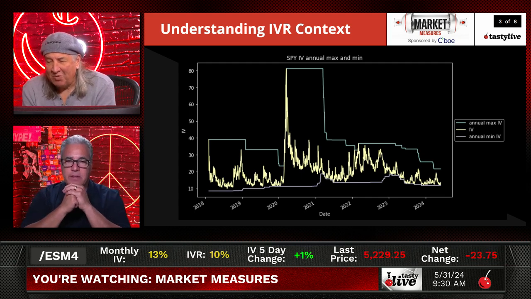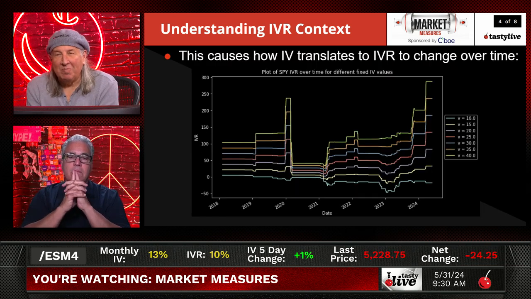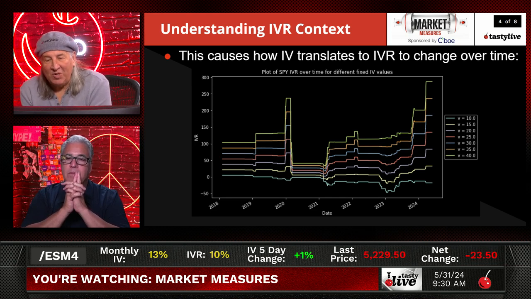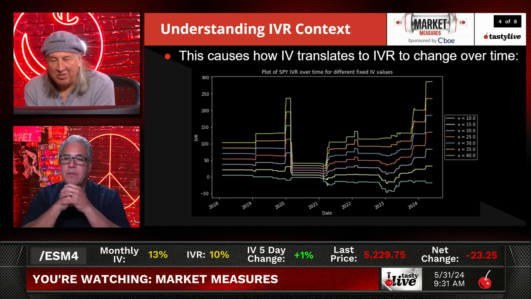So we have the annual max IV, the IV itself, and then the annual minimum IV. You can kind of see the faint lines behind the yellow lines. This causes how implied volatility translates to IVR to change over time. So what we did on this slide was we gave you a plot of the IVR over time for different levels of implied volatility values. We did this over multiple years, from 2018 up to 2024.